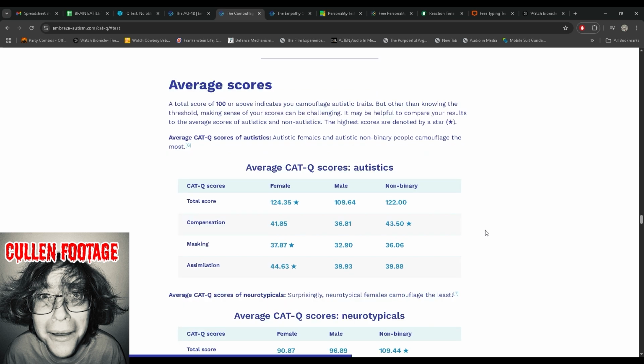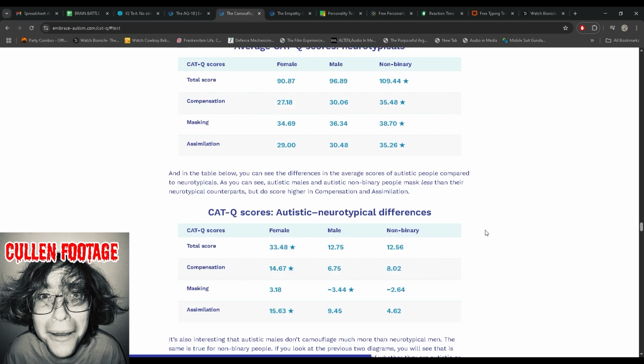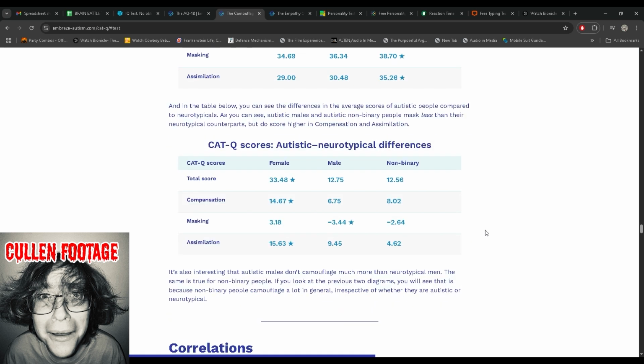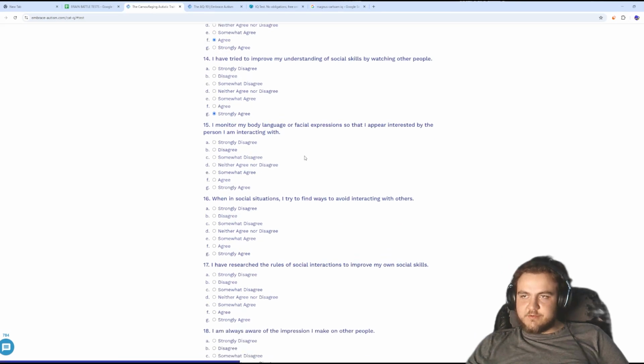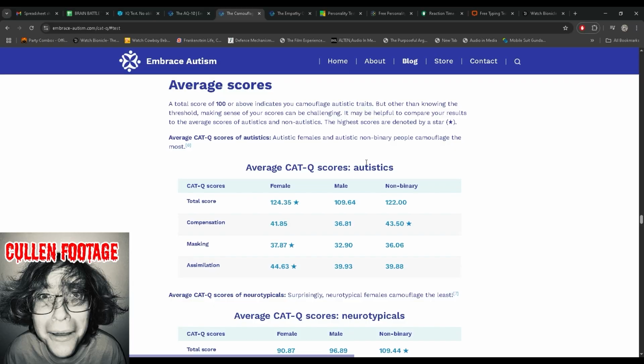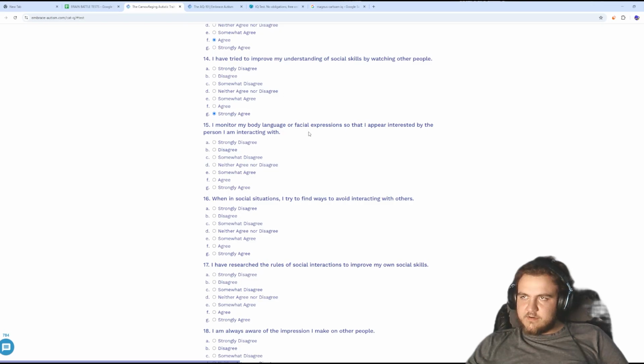I got 127. Wait, they already asked me this one. Autistic females and autistic non-binary people camouflage the most. On average, males score 109.64, females 124 and non-binaries 122. I got 127.